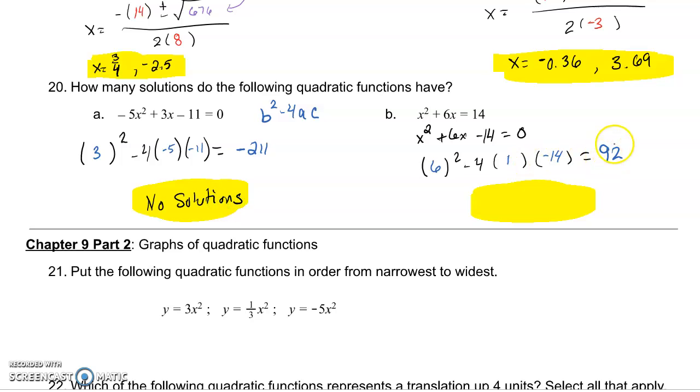And in part B we get 92. The 92 also doesn't matter as much when we're answering how many. The fact that it's positive is what matters. When you take that square root now, when you do plus or minus, that will give you two solutions. The only way to get one solution is if our number for b squared minus 4ac is equal to exactly 0. Then when you add 0, you're going to get the same thing as when you subtract 0, so you're only going to have one solution.